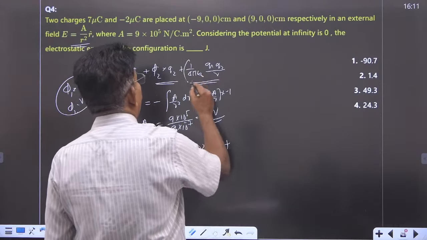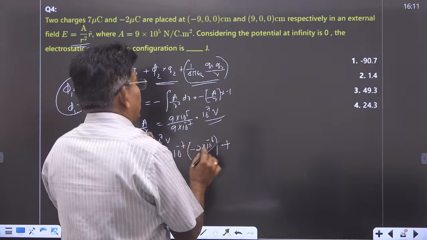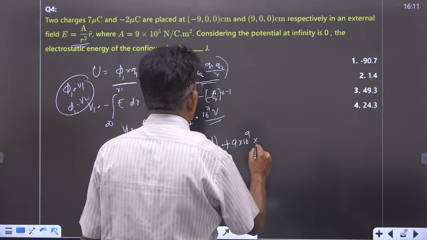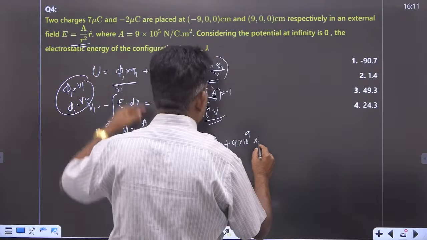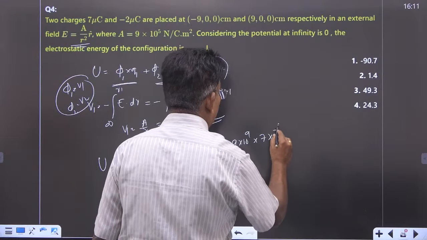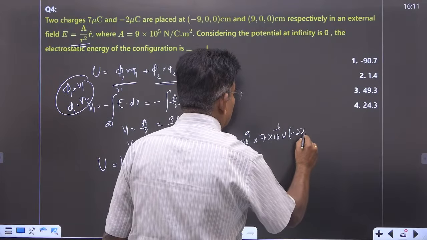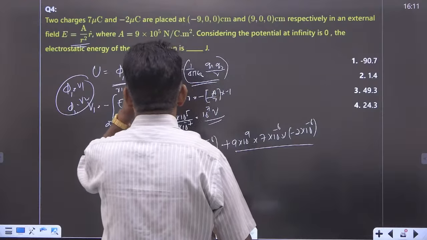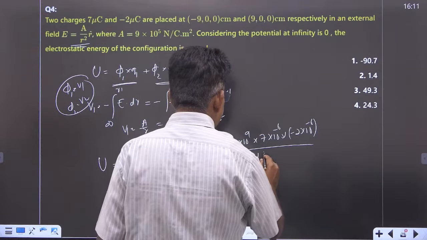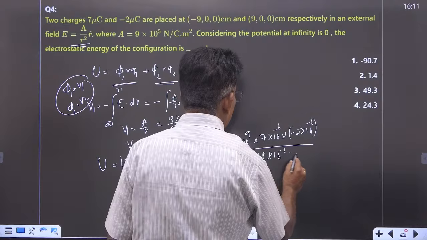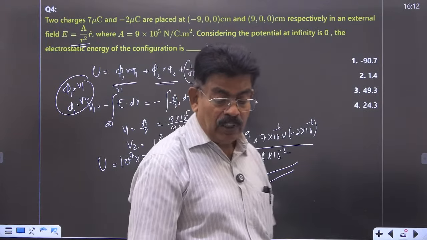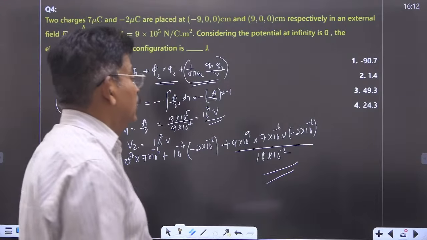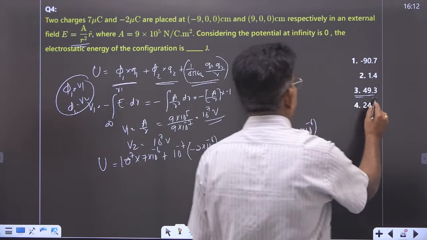This we call the self-energy of the system. Due to the mutual attraction, they possess potential energy. That is 9 into 10 to the power of 9 into Q1, which is 7 into 10 to the power of minus 6, Q2 is minus 2 into 10 to the power of minus 6, divided by the separation between them. Minus 9 to plus 9 is 18 centimeter, 18 into 10 to the power of minus 2. When you work it out, you will get the answer 49.3. I verified it, the answer is correct, 49.3.